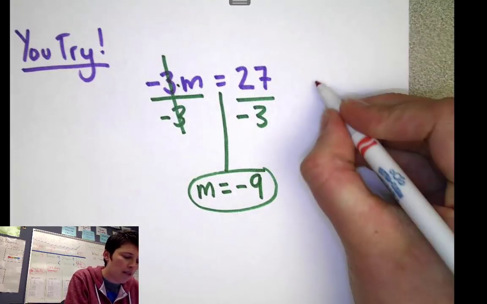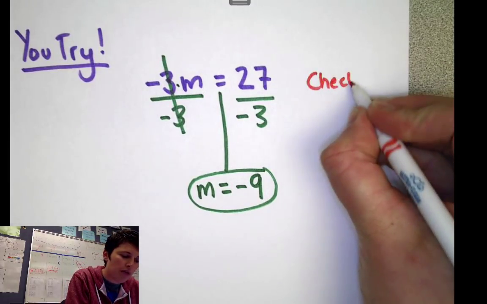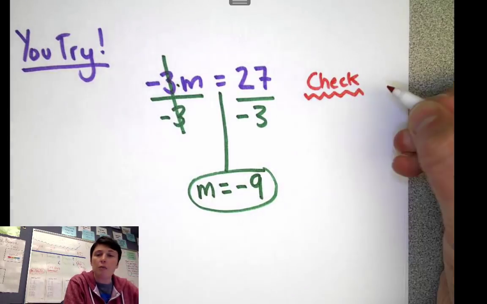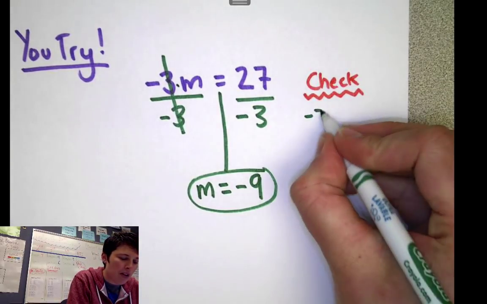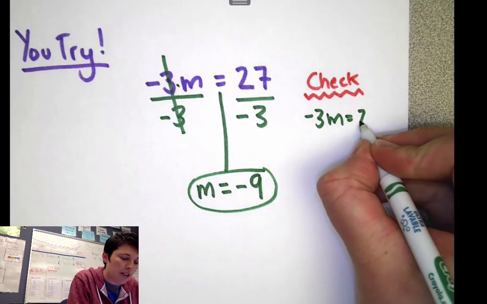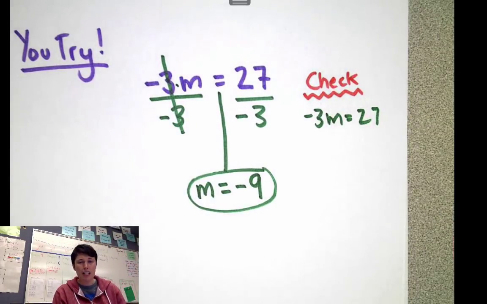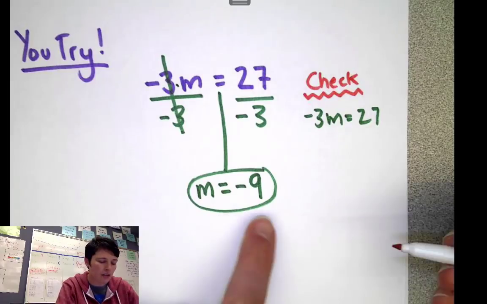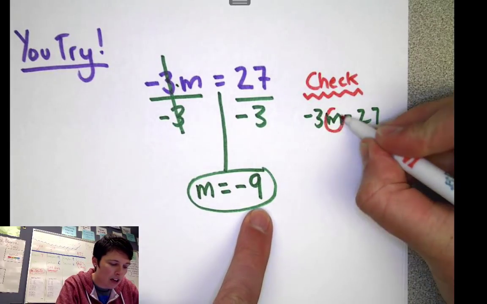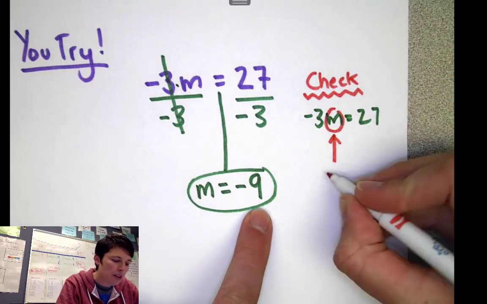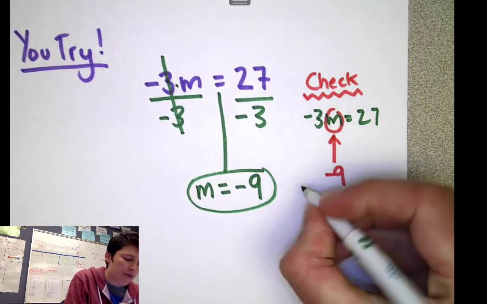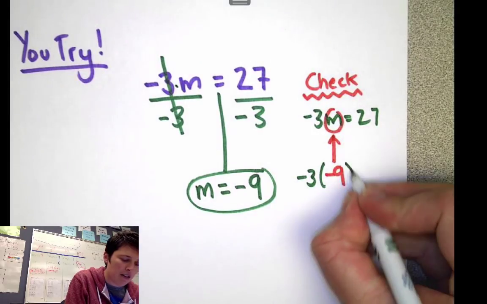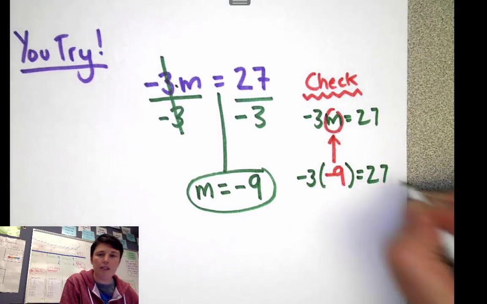So to check, I'm going to go over here, which I hope is what you did also, and I'm going to copy the problem. Remember the problem was -3m = 27. But now I think I have an answer. I think it's -9. So right here, I'm going to replace my m with -9. So -3m is now -3 times -9. And it's supposed to equal 27.